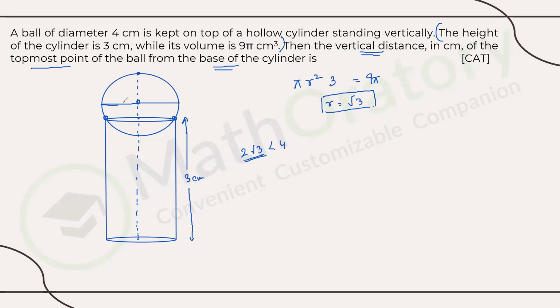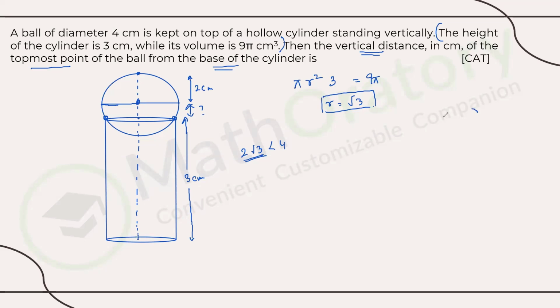Also, if this is the diameter of this ball, then this particular point is the center, right? So the point here to the center is basically the radius of the ball. So the radius of the ball is half of this diameter, which is 2 centimeter. And since we are trying to figure out this particular distance, all we have left is to figure out this length. If I can figure out this length, our job is done. 3 plus 2 plus that will be our answer, isn't it?